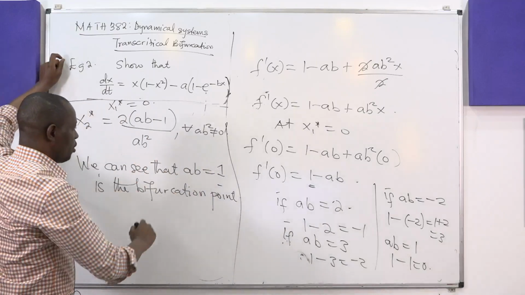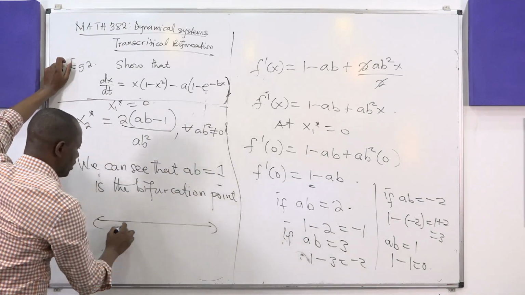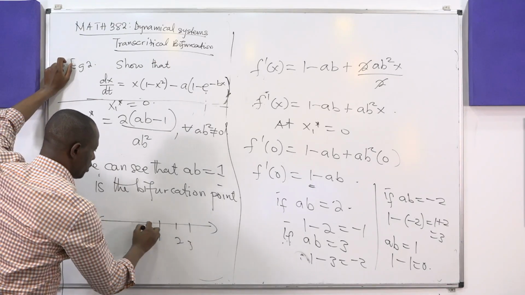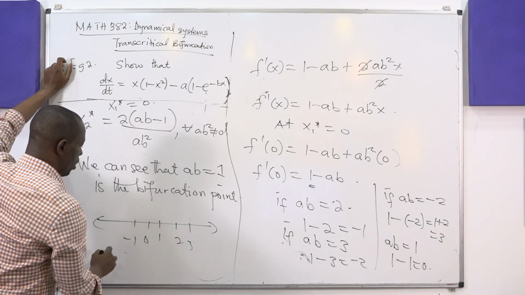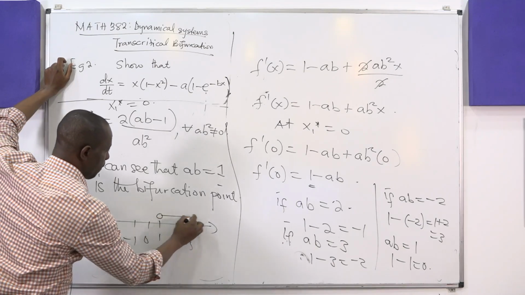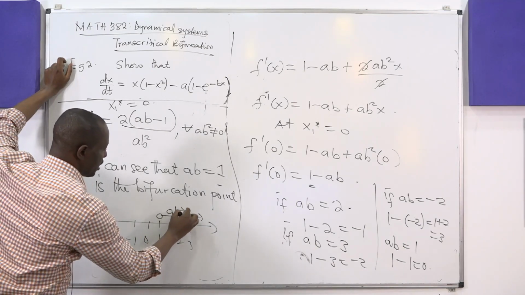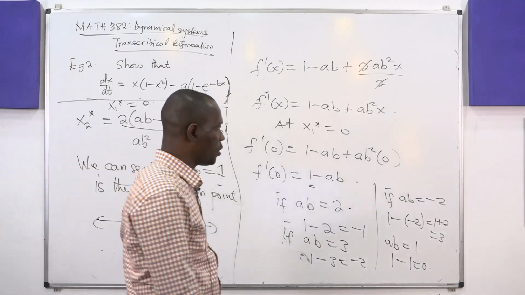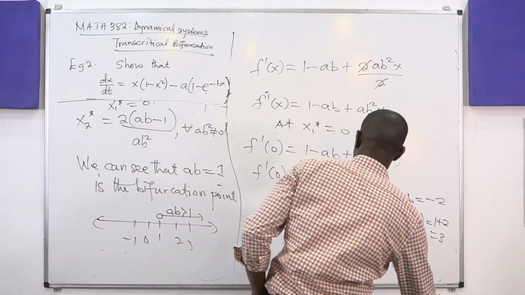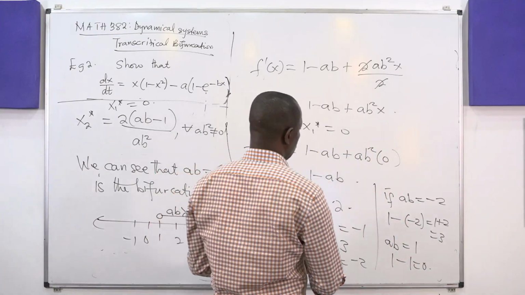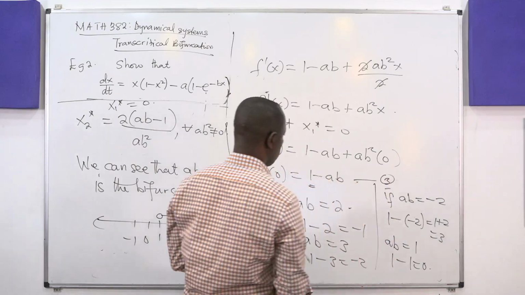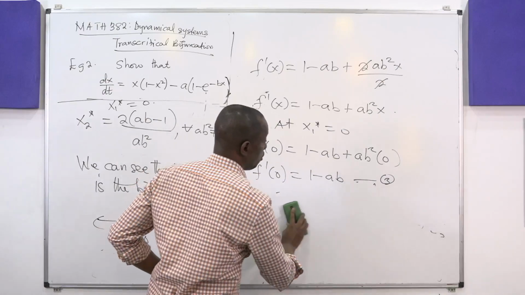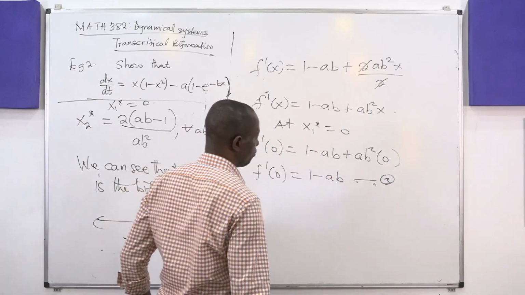So here, once we have identified 1 as a bifurcation point, then maybe 2, 3, 0, minus 1. So you can consider when AB is greater than 1, and AB less than 1. It tells us that for this equation 3, we have to consider the regions.